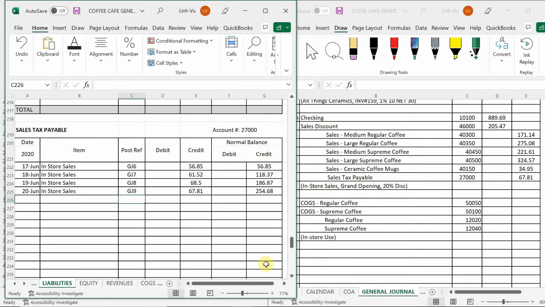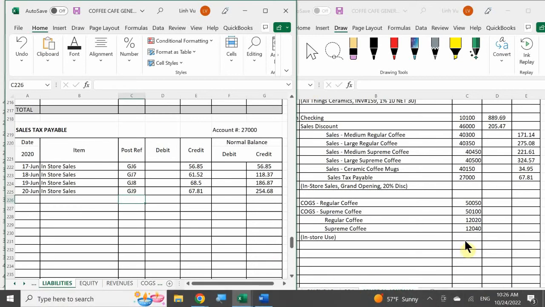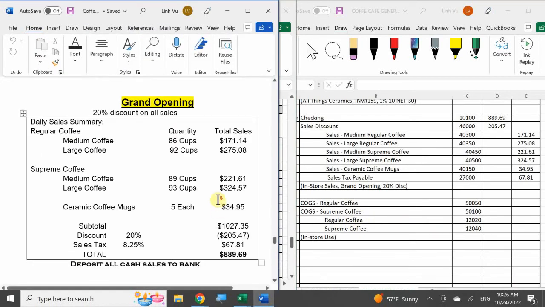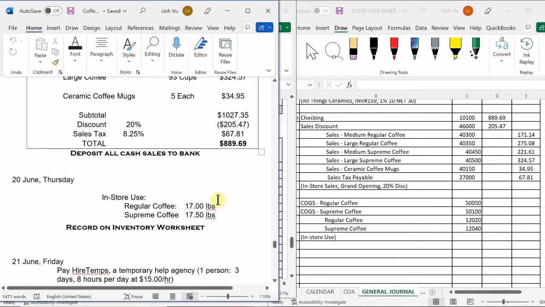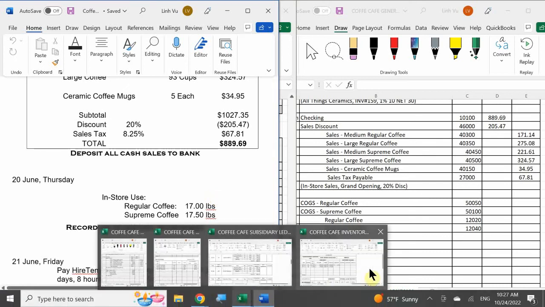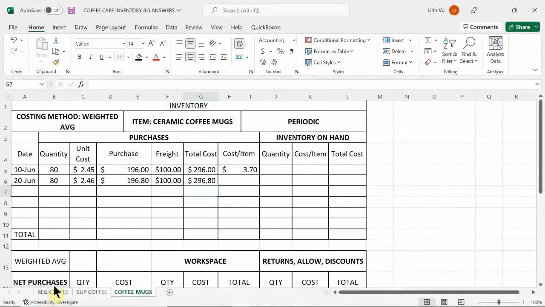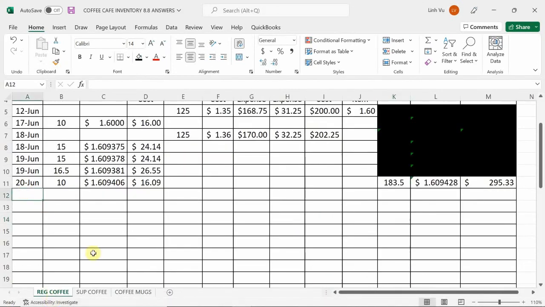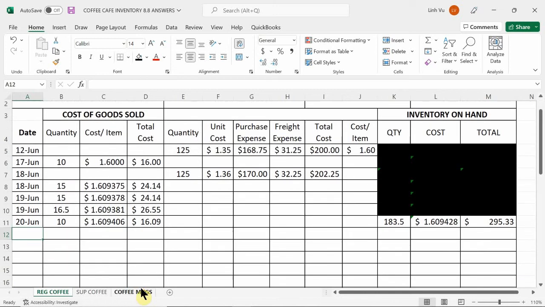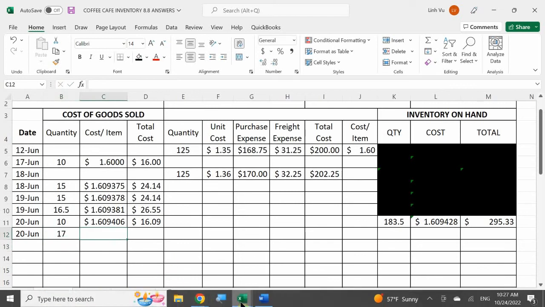All right. Now let's see what our cost of goods sold is going to be. We end up using 17 pounds of the regular coffee and 17 and a half pounds of the Supreme coffee.